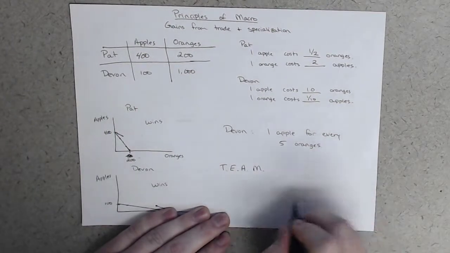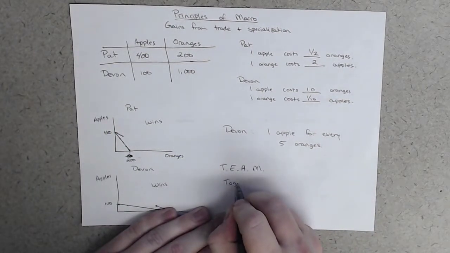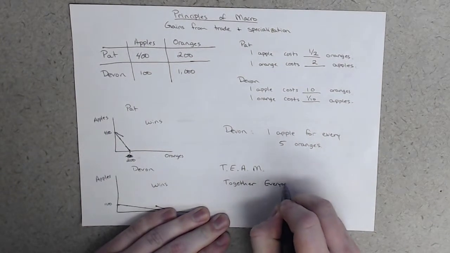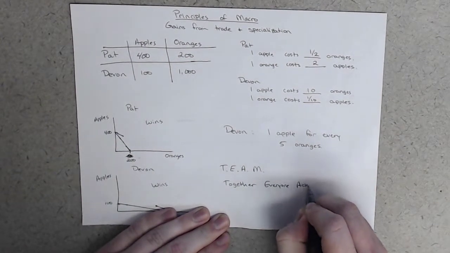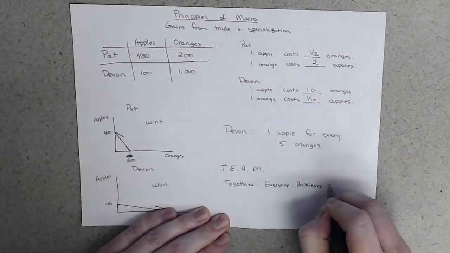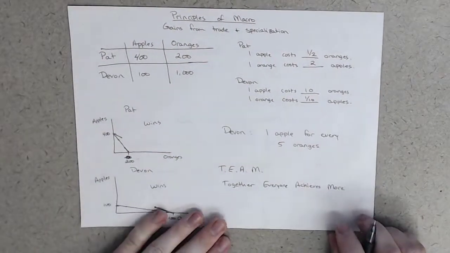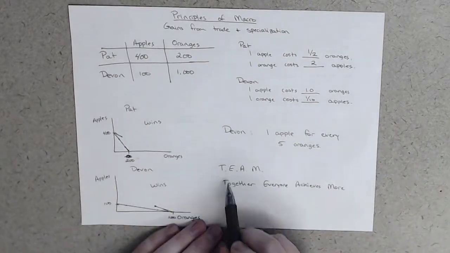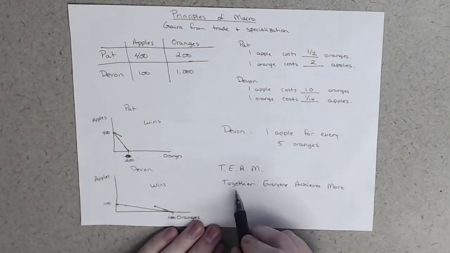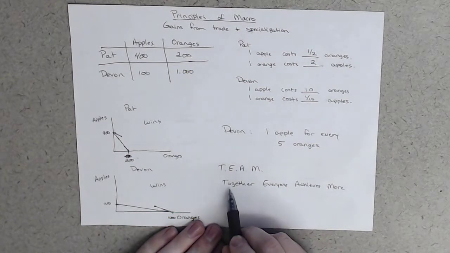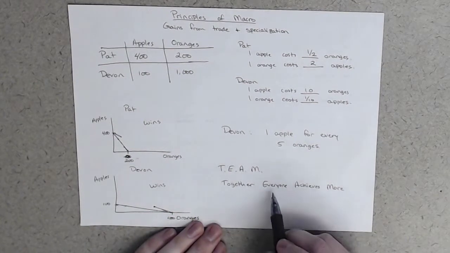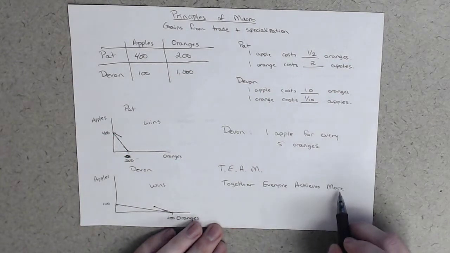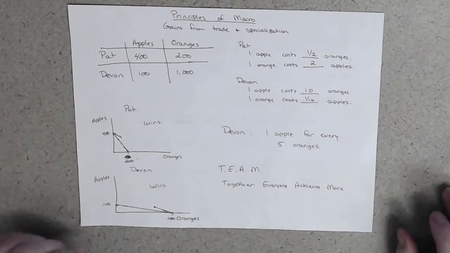which is, of course, together everyone achieves more. If you've heard that phrase before, economics is actually the science of team. If we all work together and specialize in the things that we're good at and trade with one another, then everyone will achieve more, which is an amazing discovery.